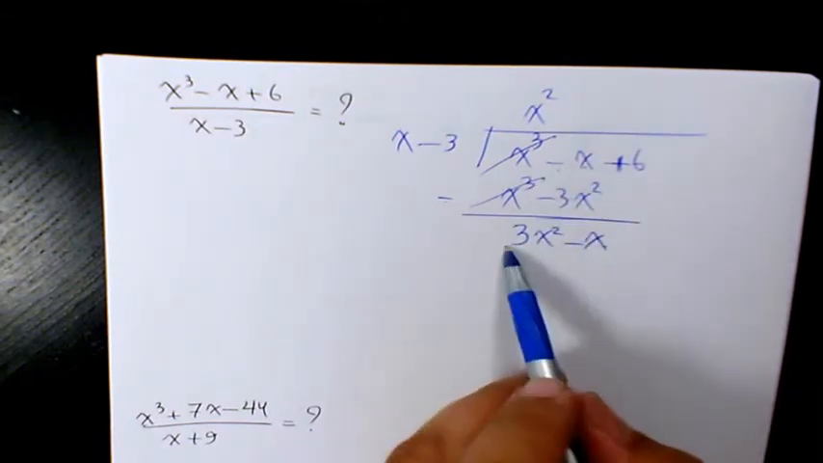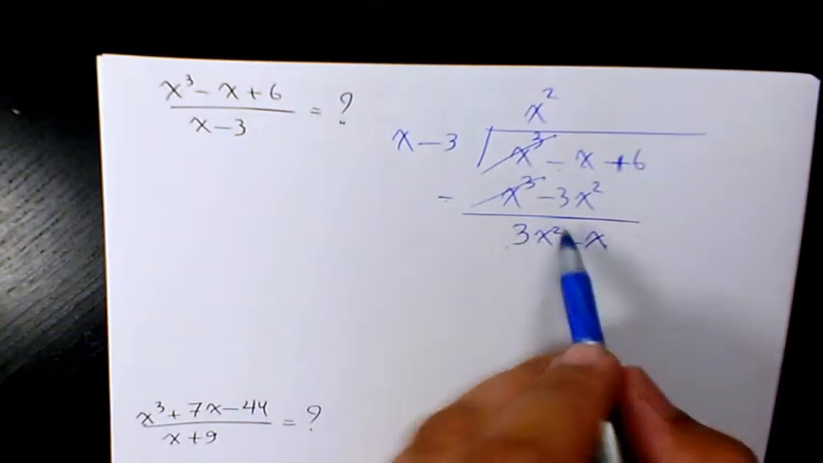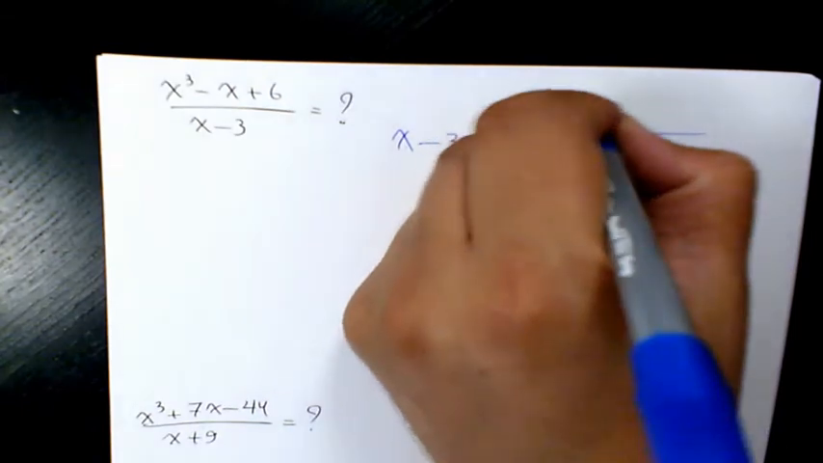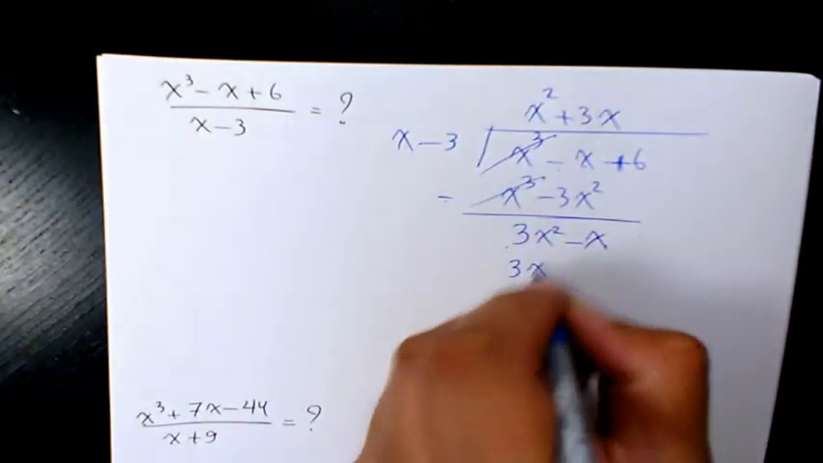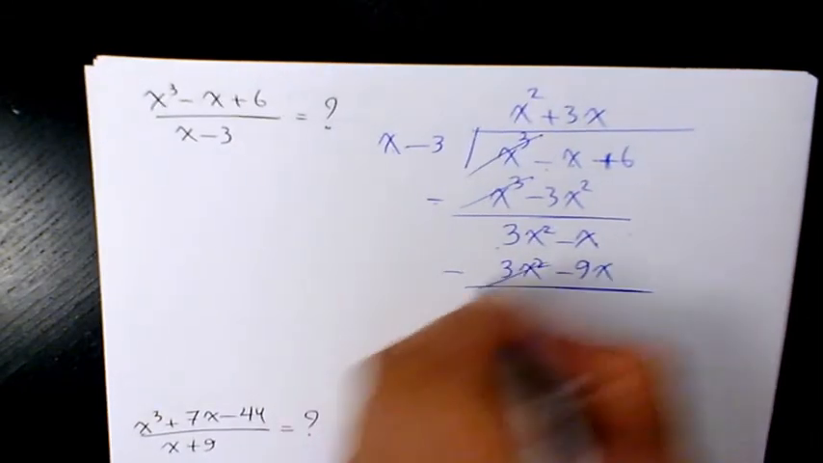So we already have two terms here. You don't need to bring the next number down until we figure it out. 3x squared now divided by x is going to be 3x. 3x times x is going to be 3x squared. 3x times negative 3 is going to be negative 9x. When you subtract it, these two cancel out.